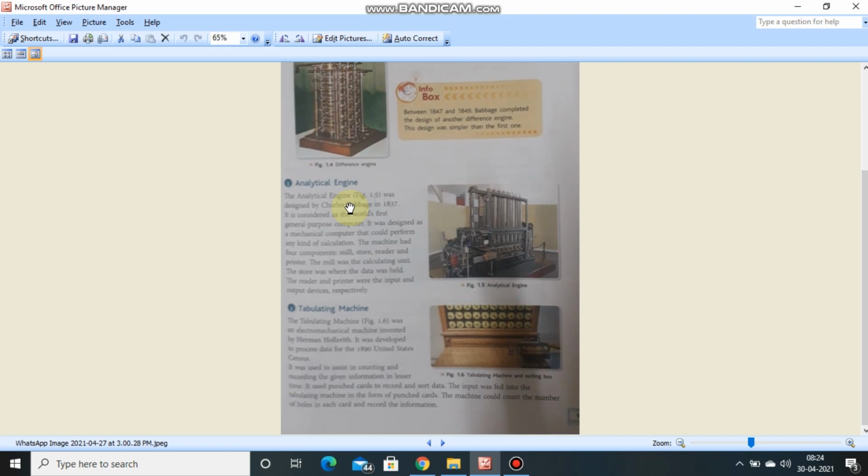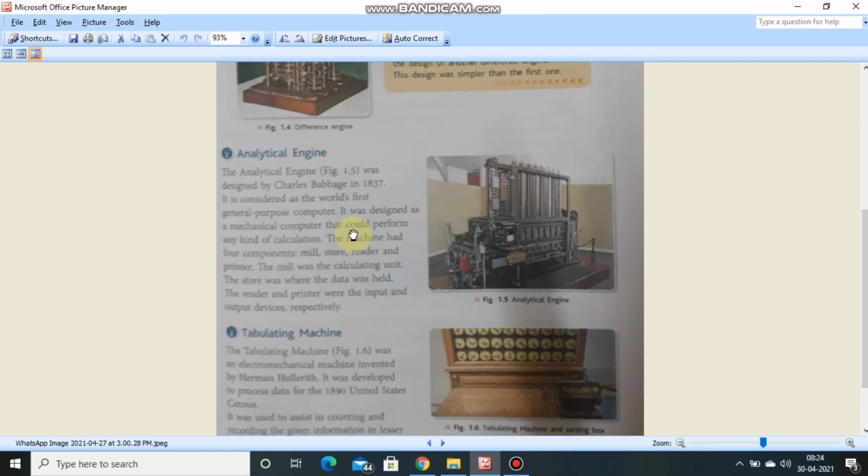Analytical engine. The analytical engine was also developed by Charles Babbage in 1837. It is considered the world's first general purpose computer. I had told you what is general purpose: it can perform all actions for a general person. Calculation regarding general needs was done by this analytical engine.